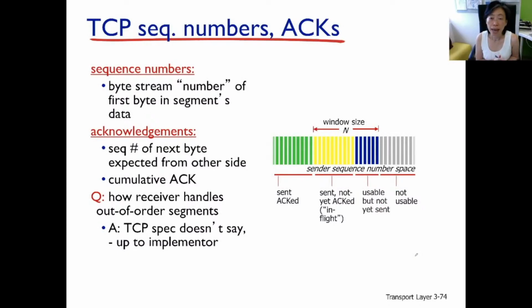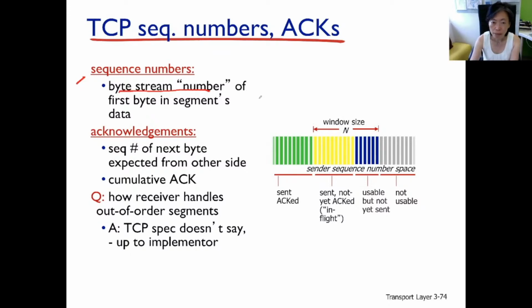TCP sequence numbers and ACK numbers are very important fields. Let me elaborate more here. First, the sequence numbers. What the sequence number says in the packet header is the byte stream number of the first byte among all the data bytes in the packet. But what is the byte stream number?